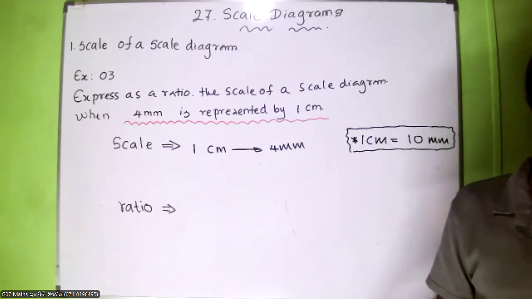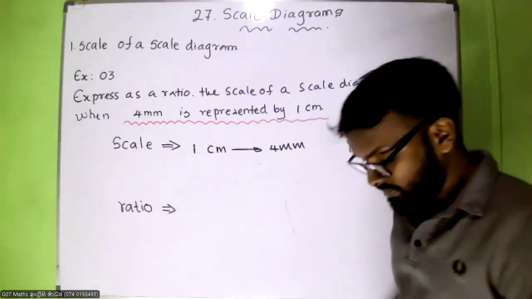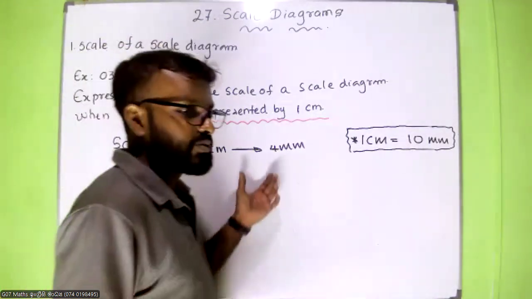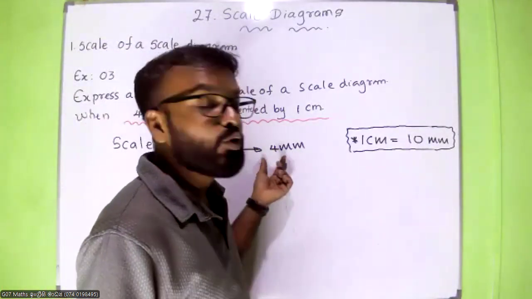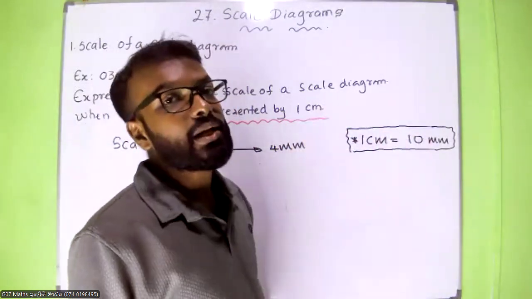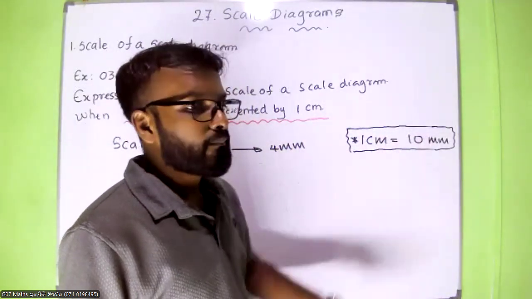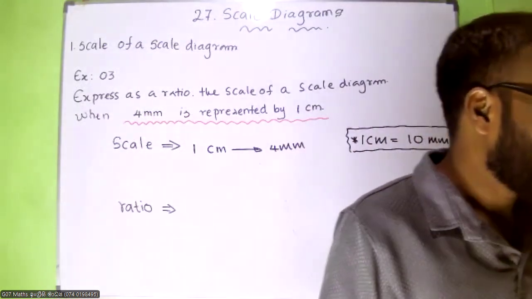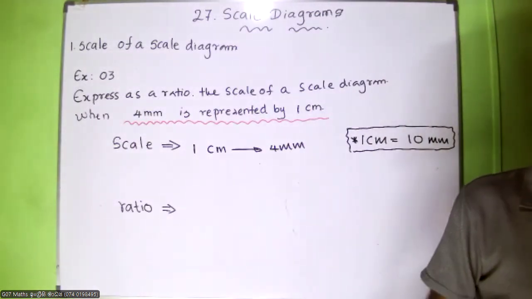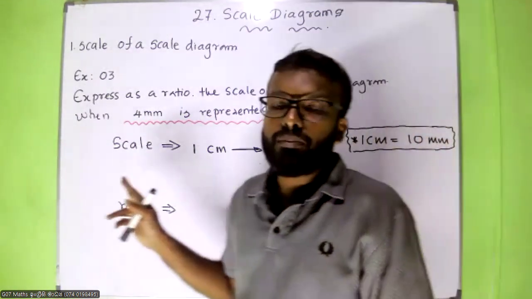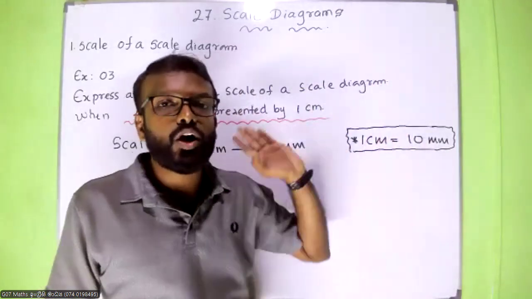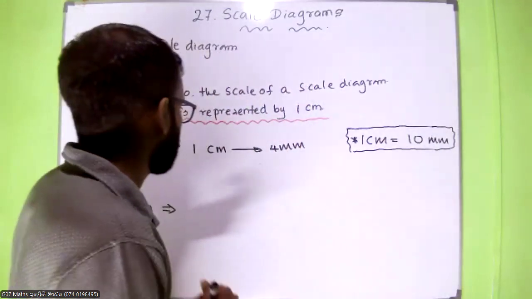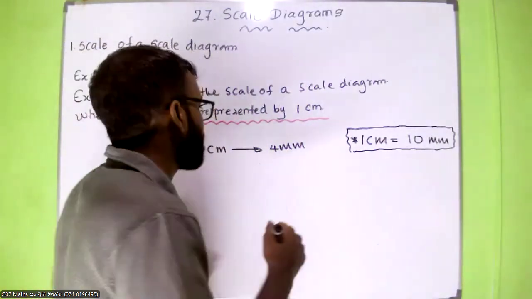Sir, we should put the answer in the simplest form. Yes, we should put the answer in the simplest form. Before that, how do you convert millimeter into centimeters? Multiply by 10? Sir, we can convert centimeters into millimeters. Yes, when you are converting centimeter into millimeter, you have to multiply. When you are converting millimeter into centimeter, what can you do? Divide by 10. That is the other way around.